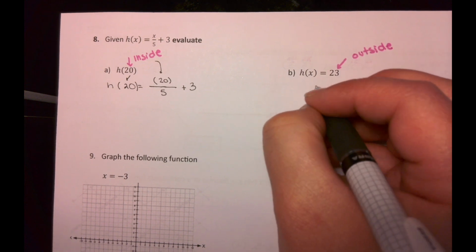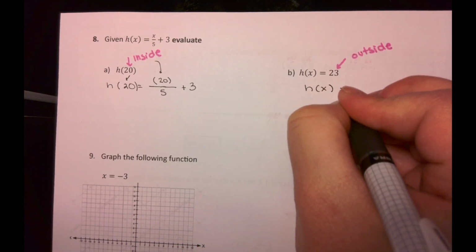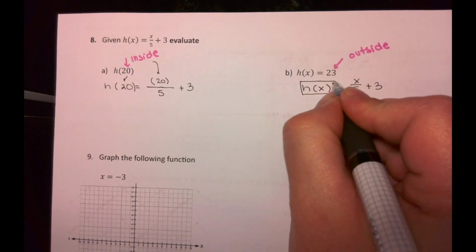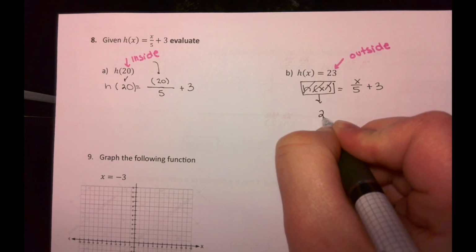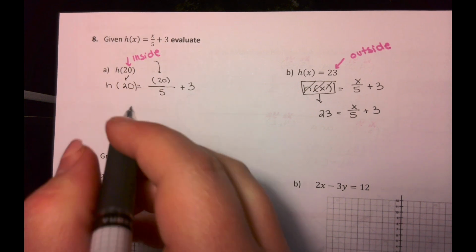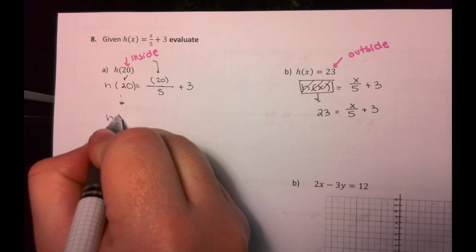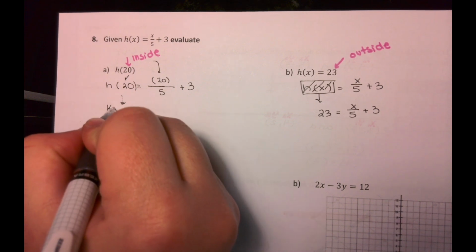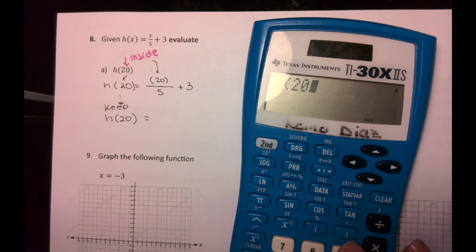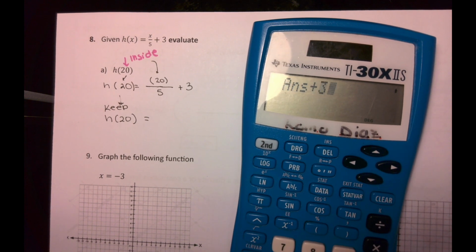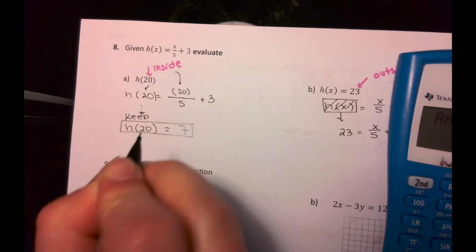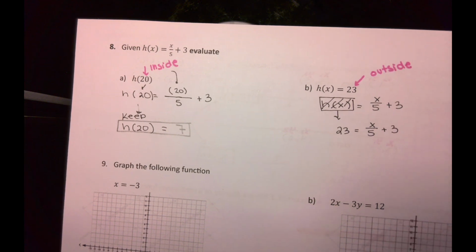If we have it on the outside, then we will replace the entire outside with that number. So what ends up happening, one of them on the inside ends up being a question for the calculator. We're just going to keep this. We don't change this. And then we do a question on the calculator. So 20 divided by 5 plus 3, I get an answer of 7. So it has to be written in this format for your answer. H of 20 is 7.